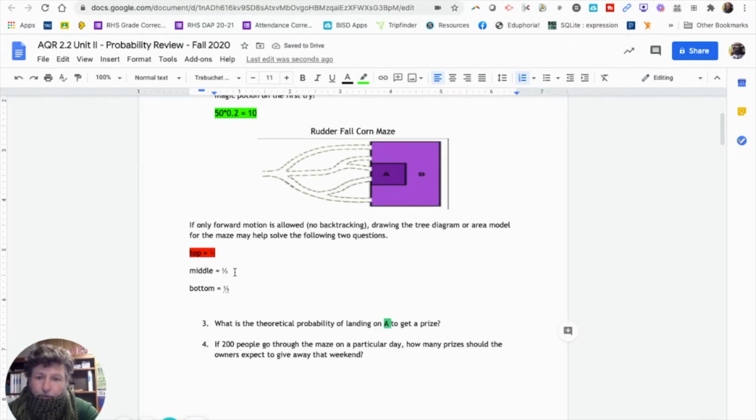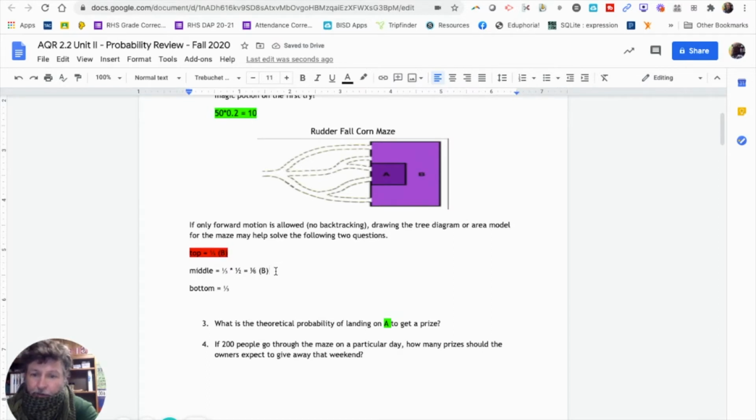The middle, we'll look at, it looks like it has a couple pathways. One goes to B and one goes to A. So that's 1/3 times half of them go to A, right? Half go to B. That's 1/3 times 1/2. That's 1/6. Okay, that's going to B. Let's put this as B also.